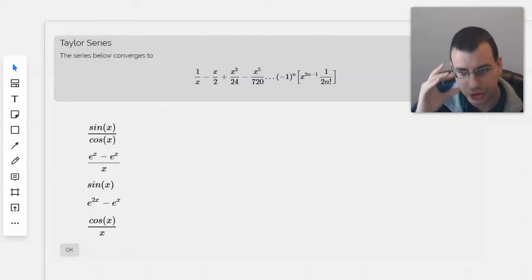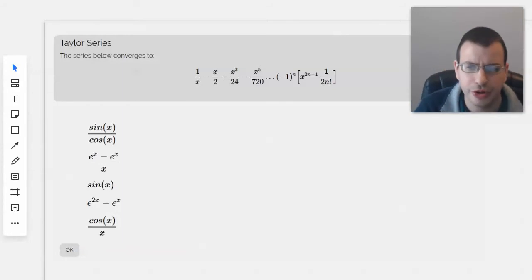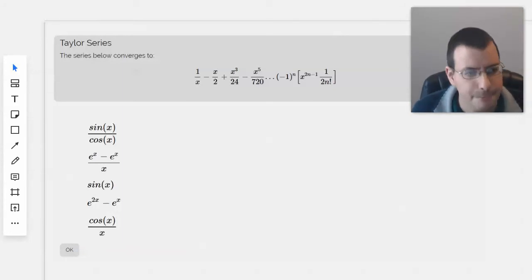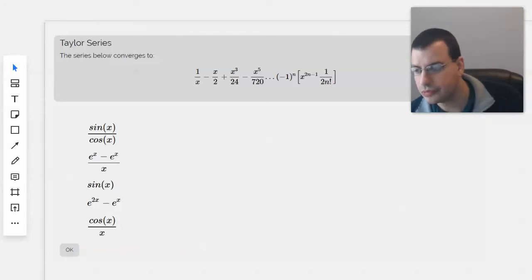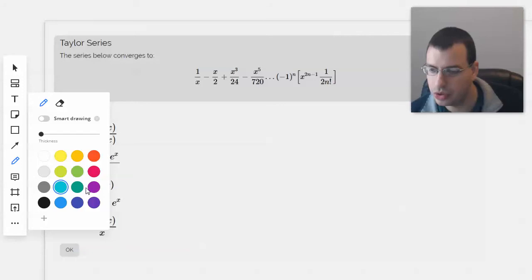The series below converges to, and we have 1 over x, 1 minus x over 2, x cubed over 24, okay. So this looks like a Taylor series. And there is only a handful of Taylor series that you really need to know.